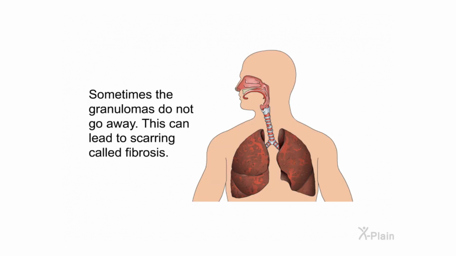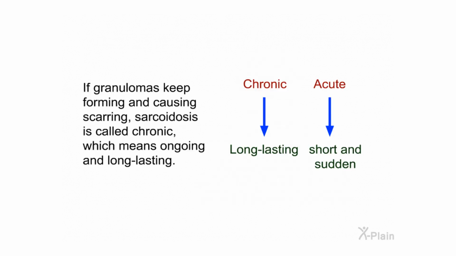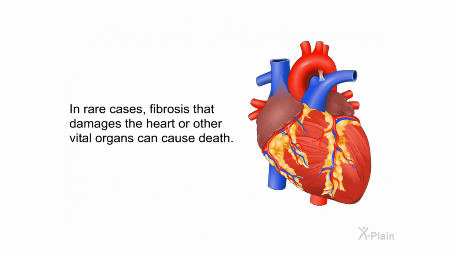Sometimes the granulomas do not go away. This can lead to scarring called fibrosis. If granulomas keep forming and causing scarring, sarcoidosis is called chronic, which means ongoing and long-lasting. In rare cases, fibrosis that damages the heart or other vital organs can cause death.